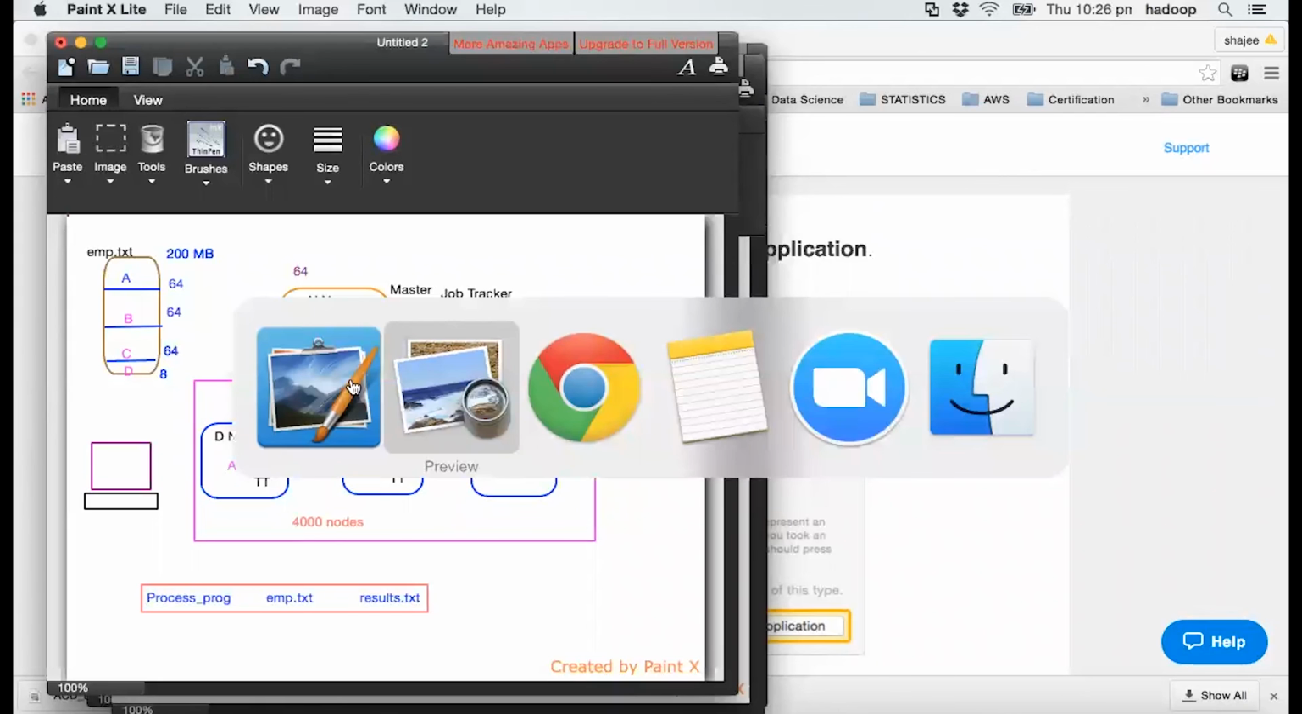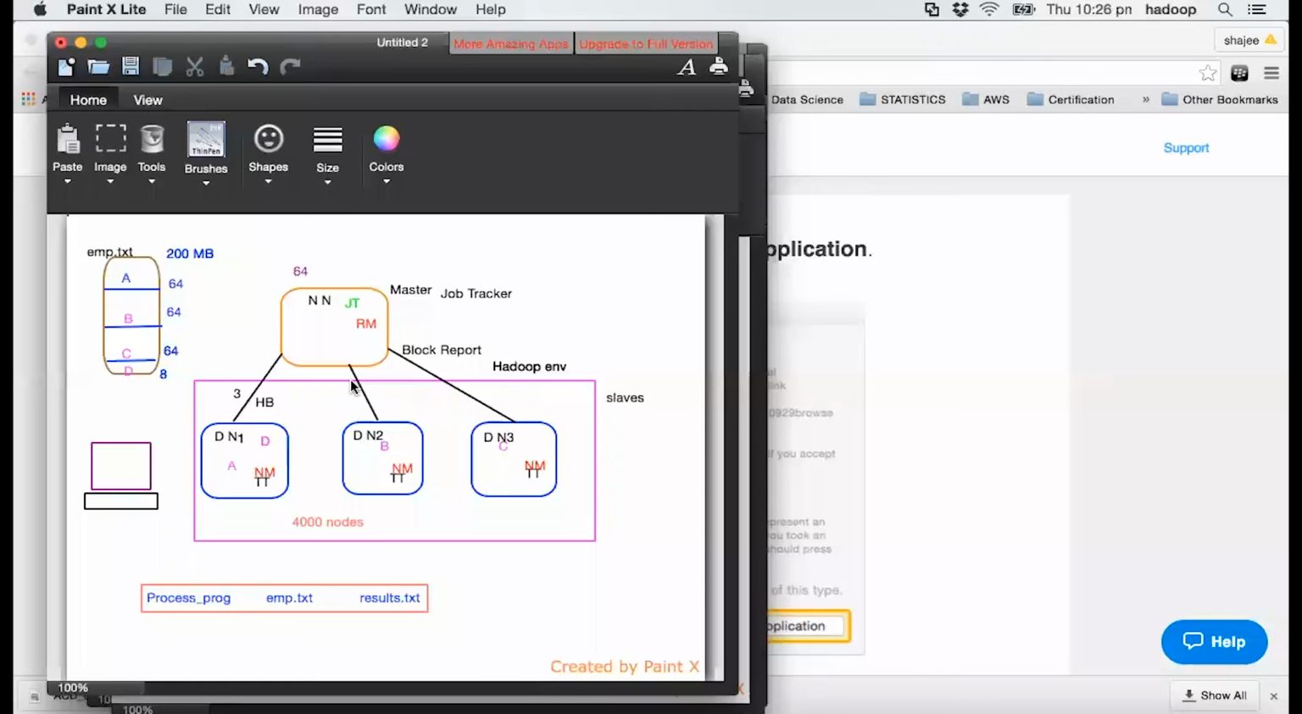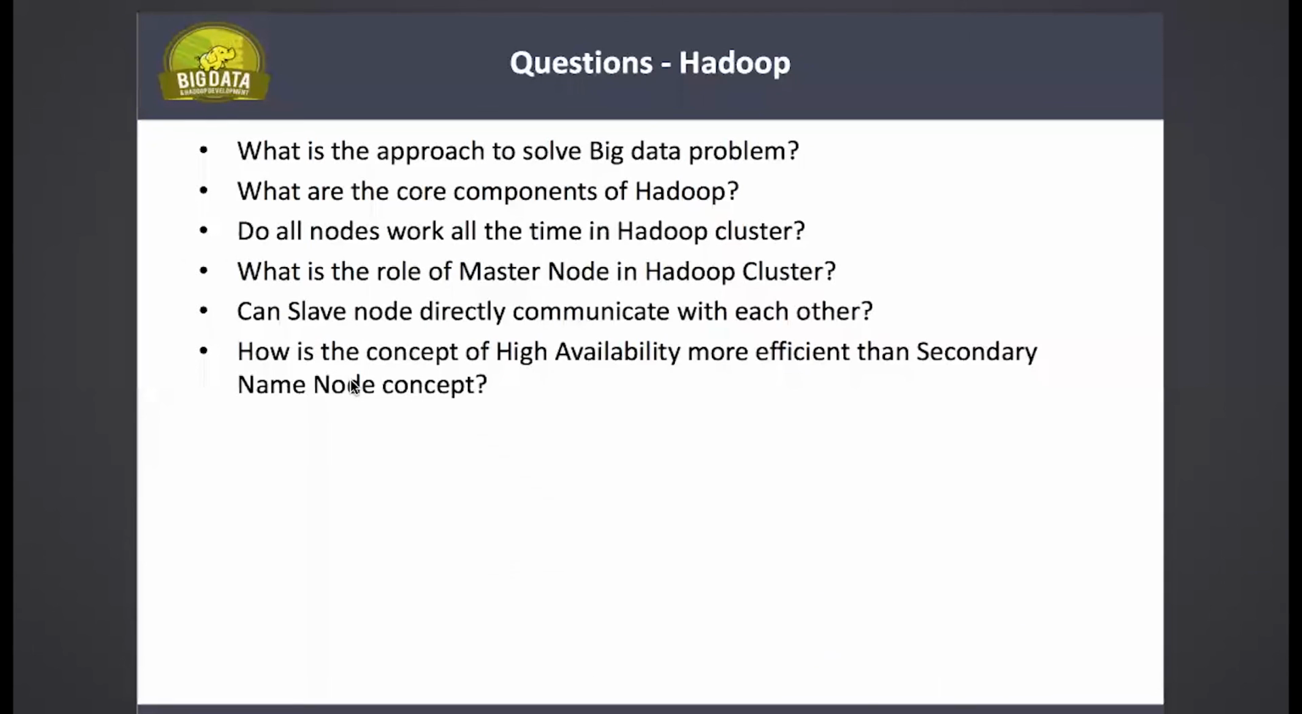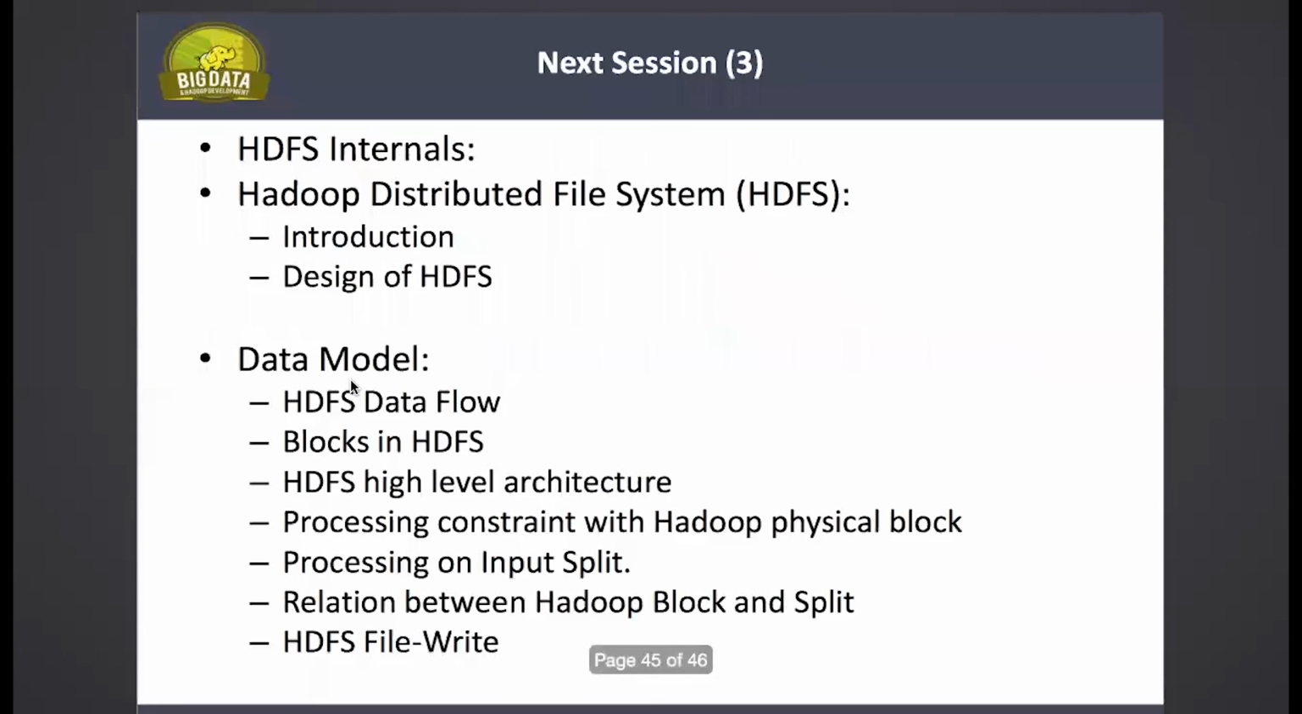I don't want to bring in anything new because we have only 4 minutes left. What is the approach to solve big data problems? What are the core components of Hadoop? Do all network nodes work all the time in a Hadoop cluster? We are going to see the answers for all these things. What is the role of the master node in the Hadoop cluster? You should be knowing that. Can slave nodes directly communicate with each other? You're going to see that. How is the concept of high availability more efficient than the secondary name node concept? This is also not covered, so we have to do this in the next session. What are you going to see in the next session?